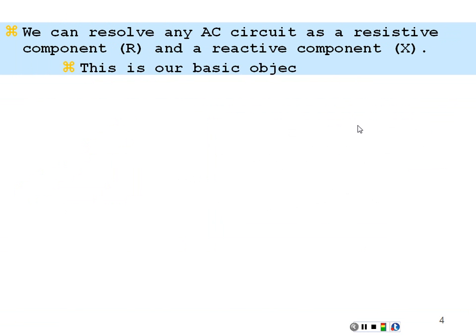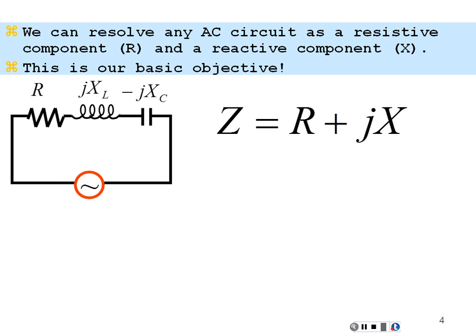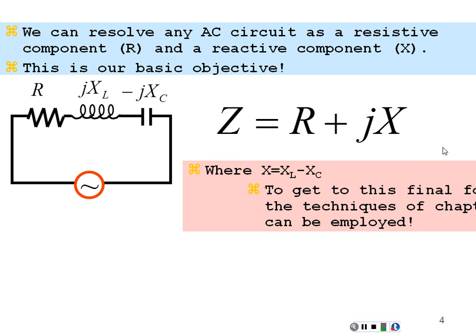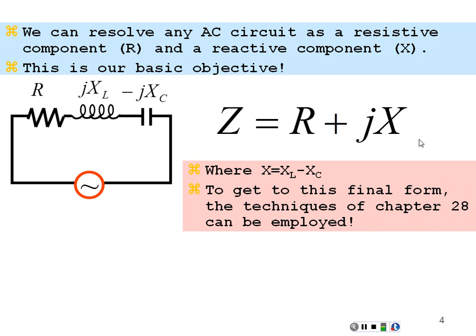We can resolve any AC circuit into a resistive component and a reactive component. And this would be our basic objective. Here we're looking at a series RLC circuit where our impedance is resistance plus J times our net reactance. And if we can get it into this final form, then we can use our techniques of Chapter 28 with these reactances and the J operator and the resistance to simplify the circuit.